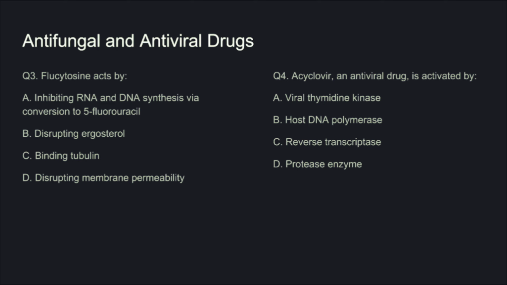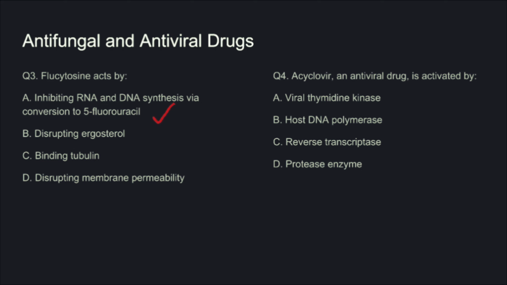Question 3. Flucytosine acts by: A. Inhibiting RNA and DNA synthesis via conversion to 5-fluorouracil, B. Disrupting ergosterol, C. Binding tubulin, D. Disrupting membrane permeability. So the correct answer is option A. Flucytosine is converted intracellularly to 5-fluorouracil, and that interferes with nucleic acid synthesis.